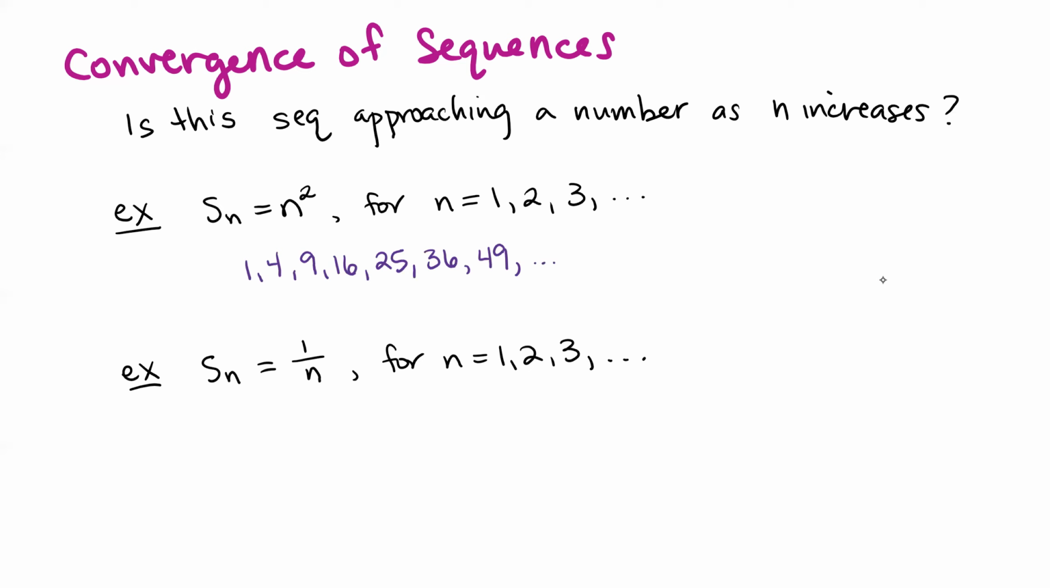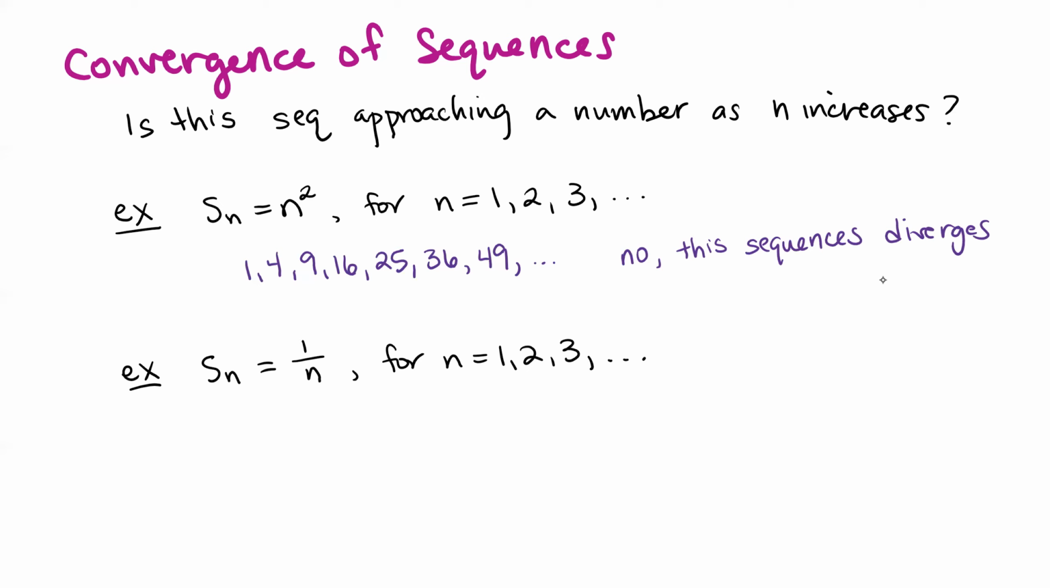So does it look like this sequence is approaching a specific number? No, this is not approaching a specific number. So we would say that this sequence diverges. If we kept listing more and more numbers, this sequence would just continue to grow without bound. It would just march off to infinity.